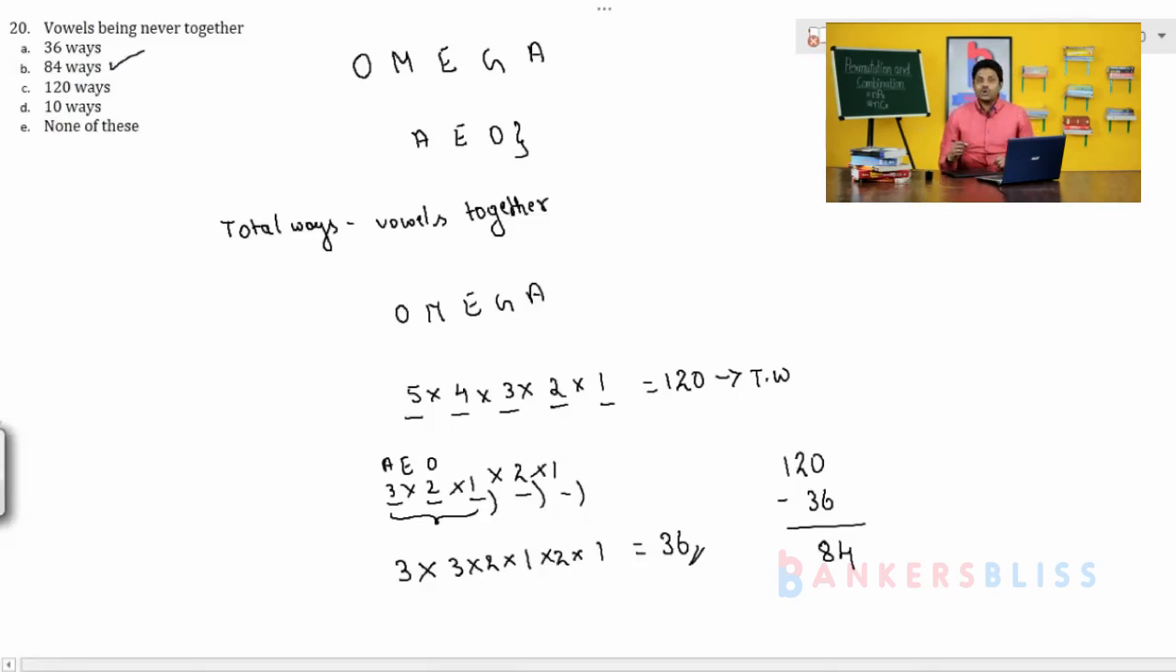Very simple guys, total number of ways you calculate minus vowels together. How many ways are there? So that is vowels being together.